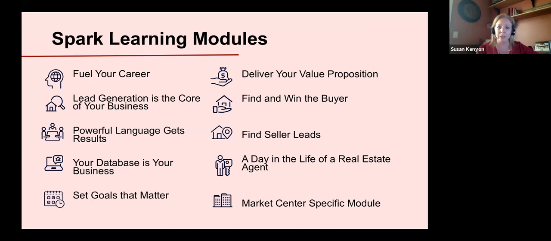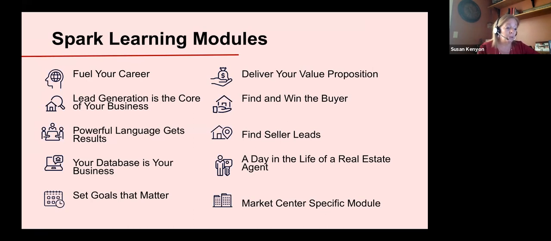So own your business and decide what you want to do. The sky is the limit. You can do whatever you want. If you want more, then make more calls, make more contacts, help more people, find more people to help. Be more human more often with more people and you'll get more business. And that's really what Fuel Your Career is all about.